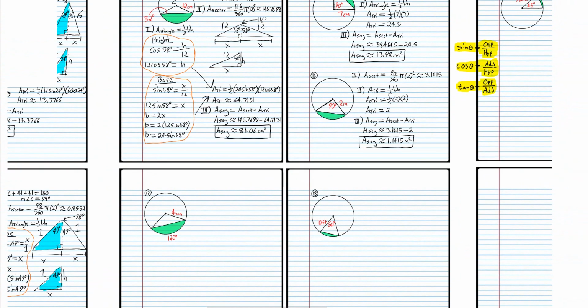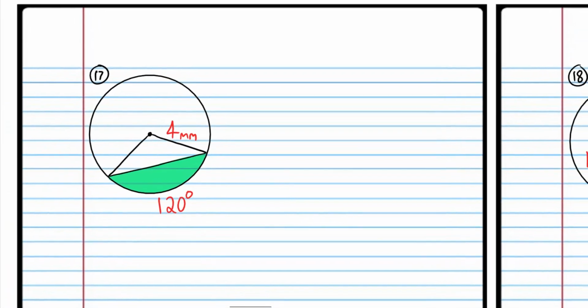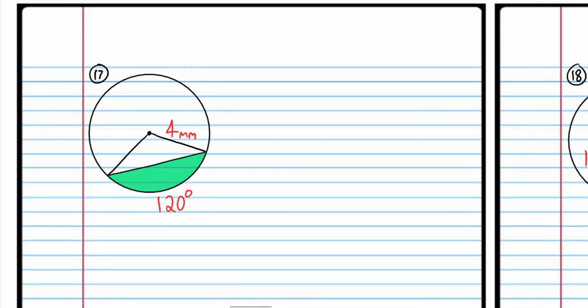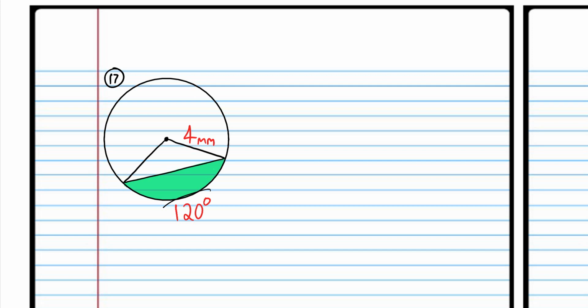All right, on to number 17. In this problem, we're going to need a special triangle also. Well, we don't need it. We can use sine, cosine, and tangent, but we have a 120 degree arc, and remember the measure of the corresponding central angle is equal to the corresponding arc. So that means that this angle must be 120 also.